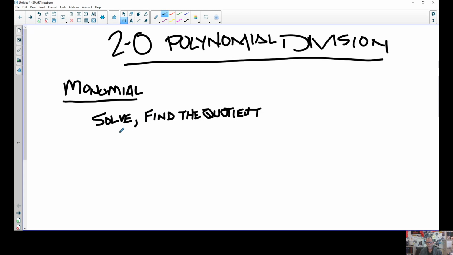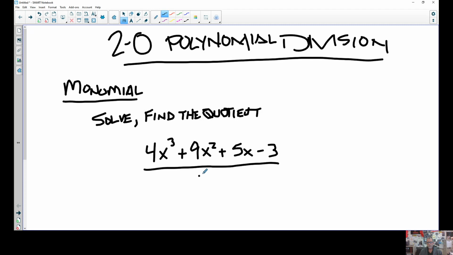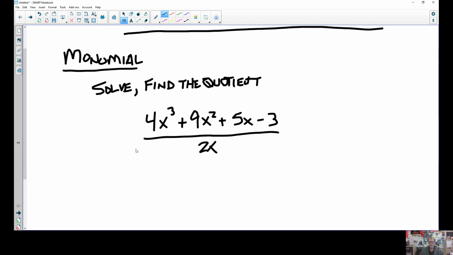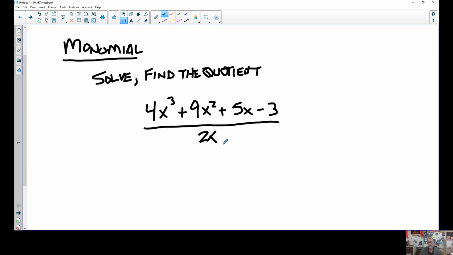All right, so now what does the problem look like? It would be something like this. If I had 4x cubed plus 9x squared plus 5x minus 3 all over, let's say, 2x. Now, the idea of this goes back to the same thing you always did. As many of our things with polynomials do, they work on the same rules as all your arithmetic. If I was dividing 4 different numbers by a single number, like think of this.